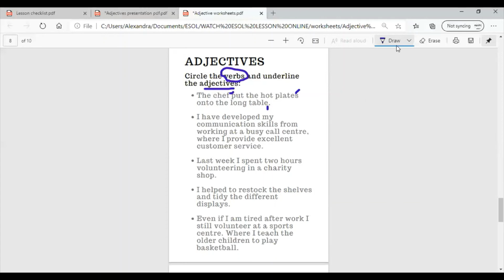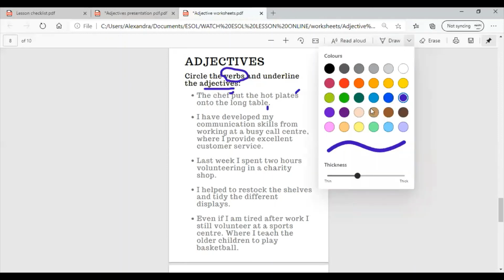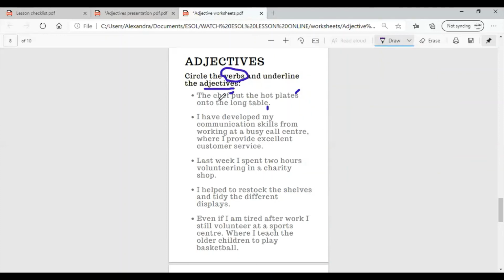Okay, so now we're going to look for the verbs. So the verb is the action word. It tells us what the person is doing. So the chef is our person, our main noun in the sentence. So what is he doing? He is putting the hot plates onto the table. So put would be our verb. So we would circle that.